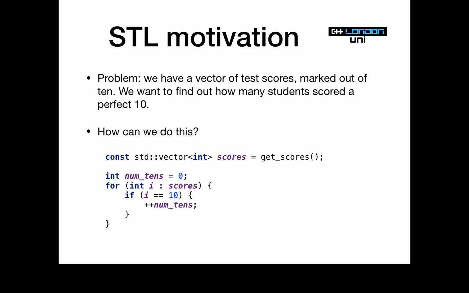Perfect. Absolutely. That's what we need to do. So we create a variable to record how many tens we've seen. And then we use this range for loop. You could do it with an old school for loop, or a while loop. Any number of ways you could do it. This is one of the easier ones. We use a range for loop to iterate over every int in this array. So for every int i in scores, if i is equal to 10, we increment our ten counter.